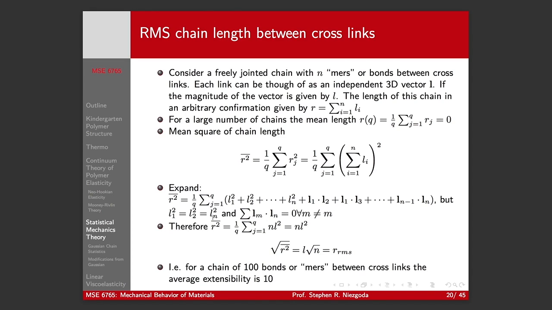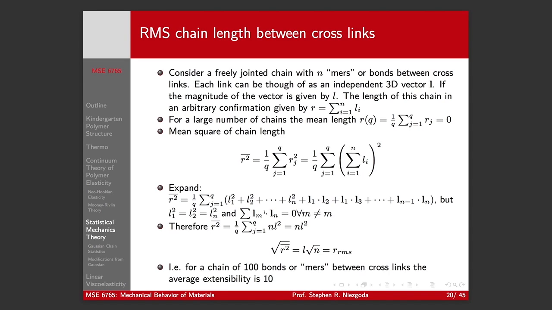And we have all these terms that are the length of all the individual MERS is equal, and we're assuming here that the average of the cross lengths is going to be zero for all m and n, right?